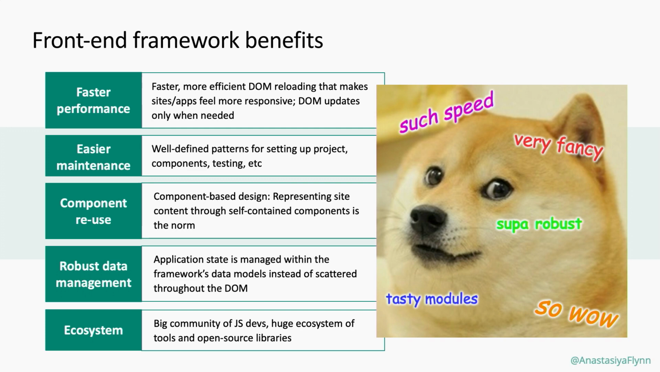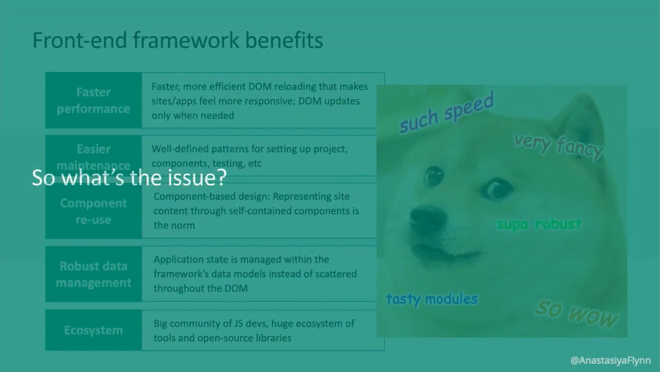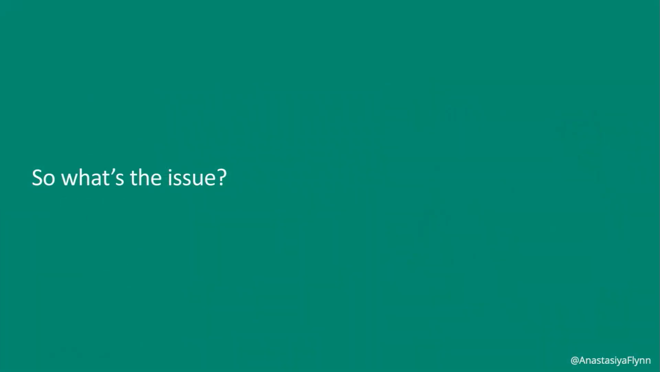For us, that meant that C# and JavaScript became equal citizens in our client sites. So we were able to take advantage of well-known front-end framework features like more efficient downloading, well-defined patterns for project setup and data management, and of course, open source libraries and tools and all the good stuff that comes with many years of open source projects with thousands of people behind them. So what's even challenging about implementing front-end frameworks in a CMS?